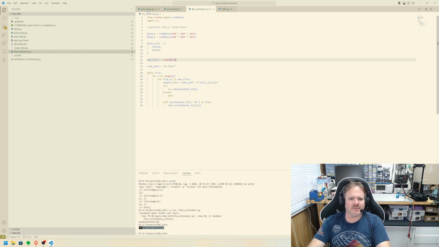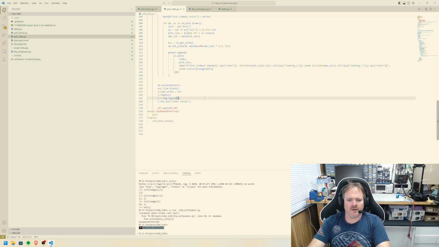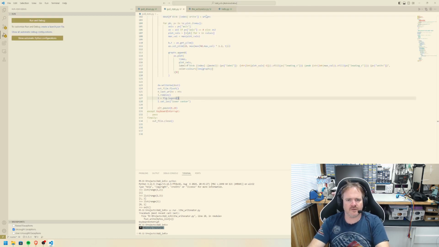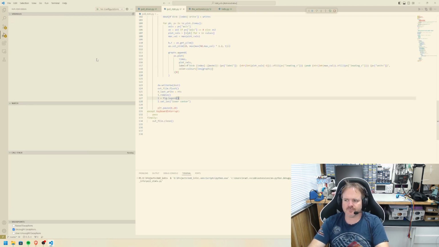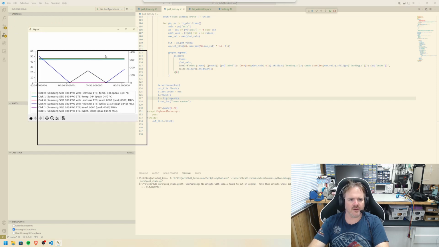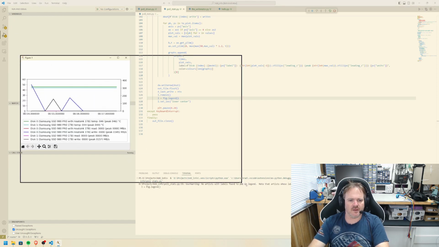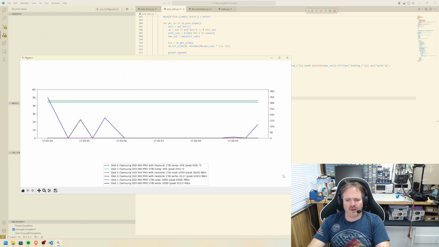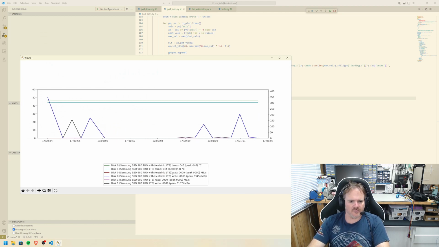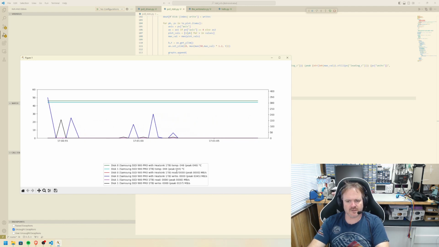So let's begin by running our little stats poller. There we are. And now we're looking for numbers. So the one without the heatsink is 44C. So I think there may be a temperature drop there. I can't remember what it was before.